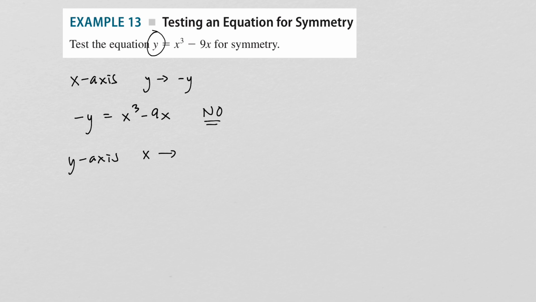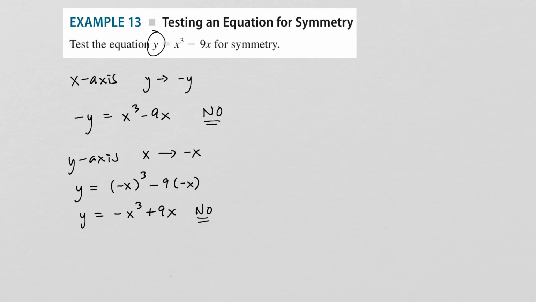All right, let's test for y-axis symmetry. To do that, I'm going to replace x with negative x. This is going to give us y equals negative x cubed minus 9 times negative x. This is y equals negative x cubed and then plus 9x. Is that equation the same as the original? No, it's not. So no, we do not have y-axis symmetry.